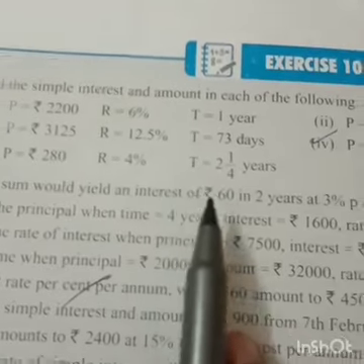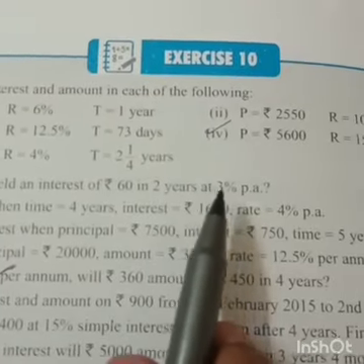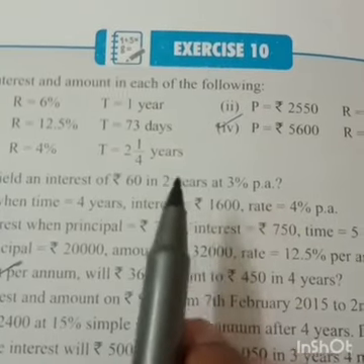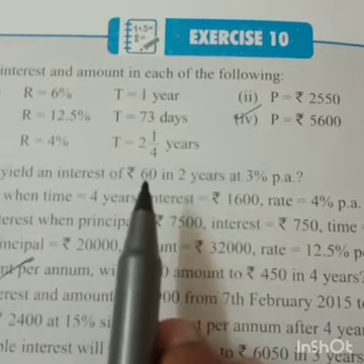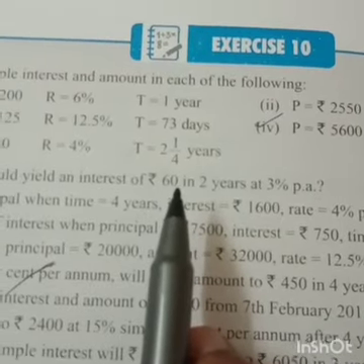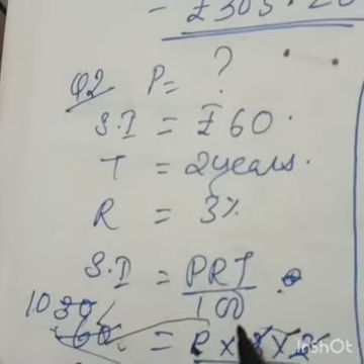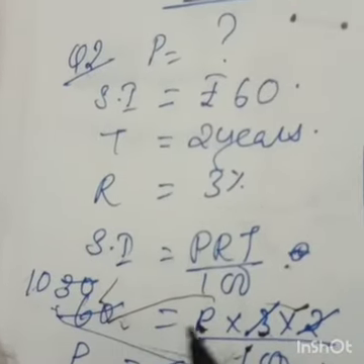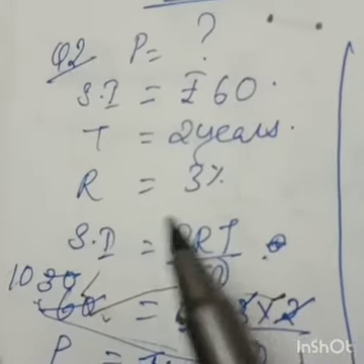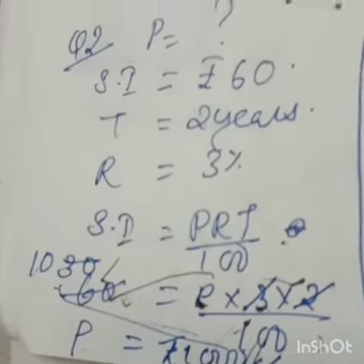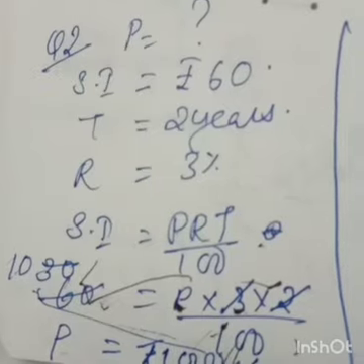What sum would yield an interest of rupees 60 in 2 years at 3% per annum? Rate 3%, time 2 years, and interest 60 rupees. Check it here. Simple interest equal to PRT by 100. Put the values in the equation, cutting. After that you will get principal equal to rupees 1000.